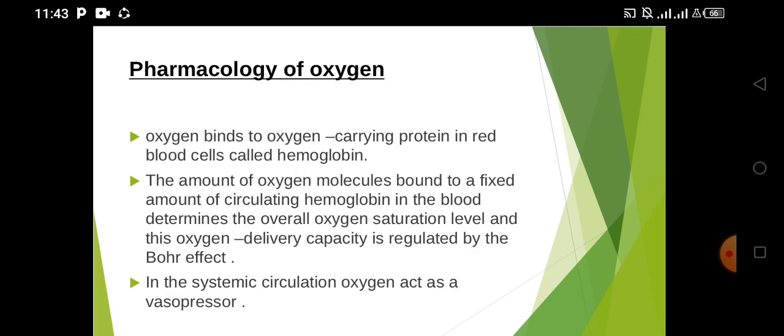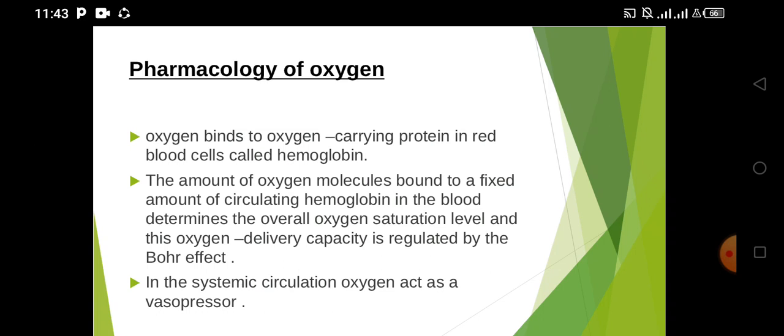Proceeding over to the pharmacology of oxygen. Pharmacology is basically the science that studies the effects of chemical compounds on living species, especially the science of the manufacture, use, and effects of medicinal drugs.